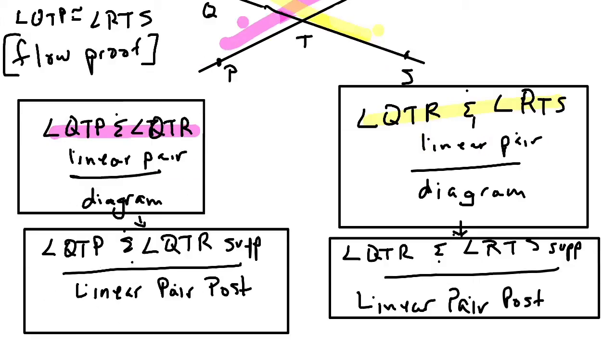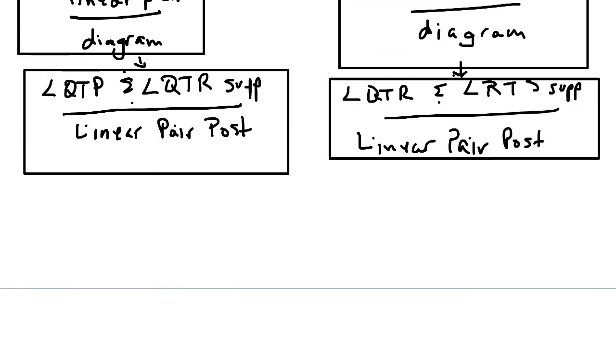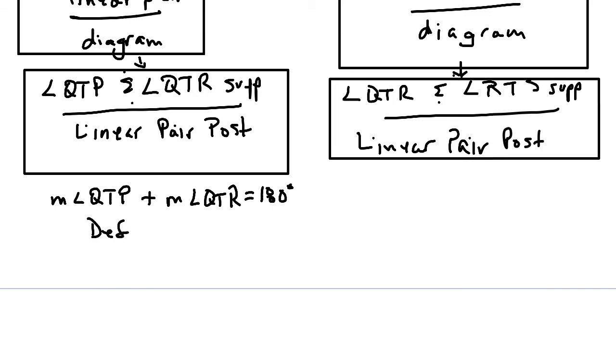Okay, that's good news. Now, what can I conclude if two angles are supplementary? I can conclude that the sum of their measures is 180 degrees. So I'm going to say the measure of angle QTP plus, now I'm adding, plus the measure of angle QTR equals 180 degrees. How do I know that? I know that because that's the definition of supplementary. Put a box around that.